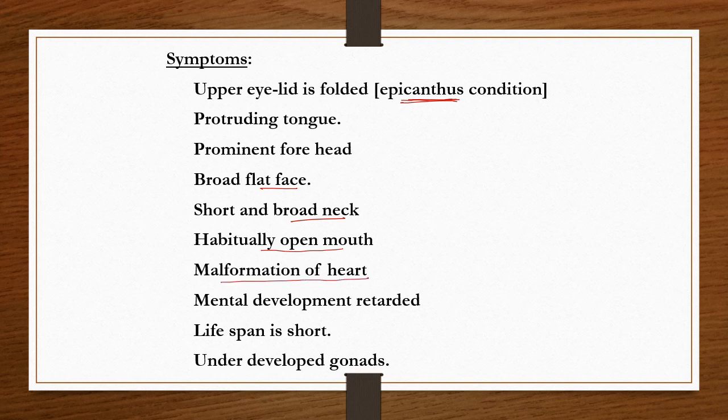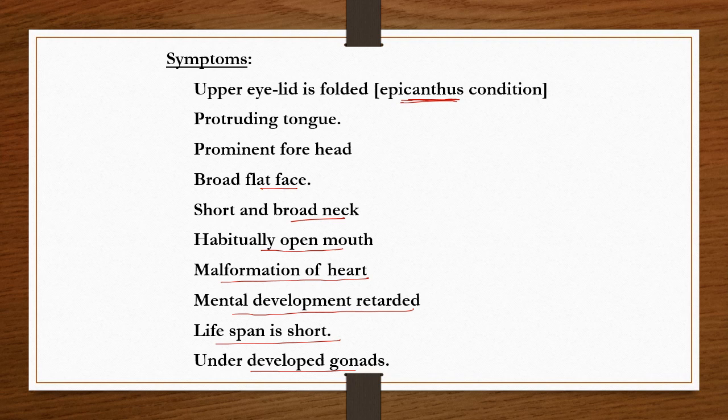Malformation of the heart. Mental development is retarded, lifespan is short, and gonads are underdeveloped. That means if it is male, underdevelopment of testes. If it is female, underdevelopment of ovaries. We can observe this under Down syndrome. This Down syndrome is an NCERT part, it is present in the textbook.